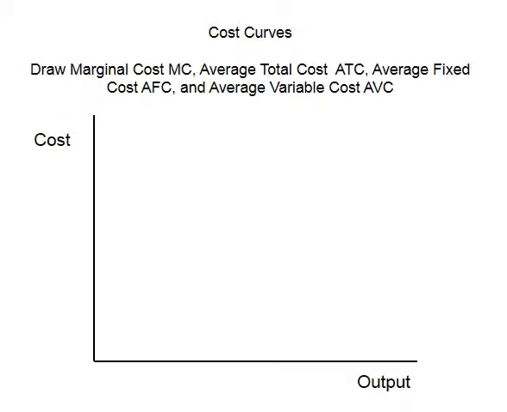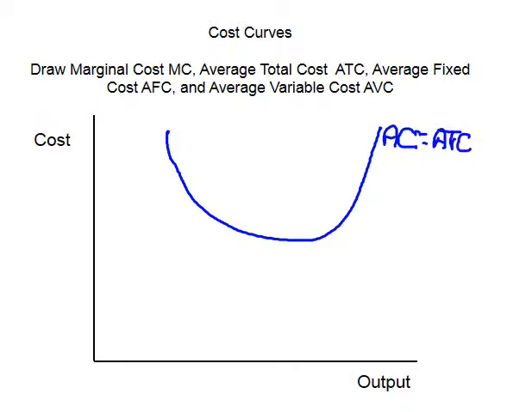I always like to start with drawing the average cost curve. So we know that comes down in sort of a U shape or a parabola shape. So we'll call this average cost, which is the same thing as average total cost. Okay, we're going to bring the marginal cost through its minimum. Bring that up.